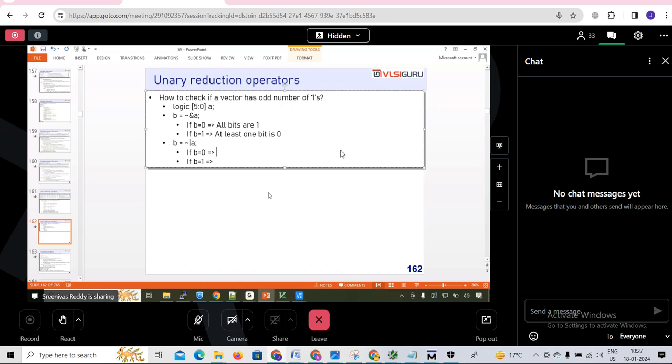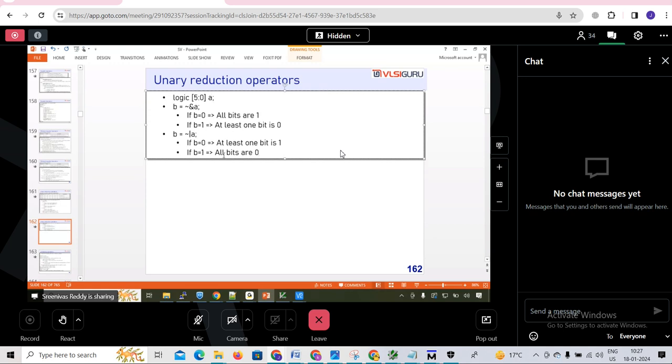Here, at least one bit is 1. Here, all bits are 0. Understood, right? We can use them.